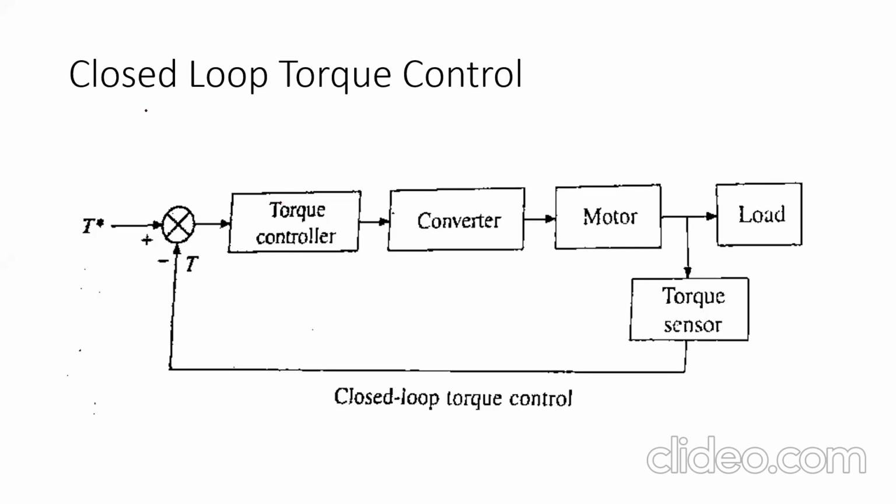Okay, second is the closed loop torque control. It is used in electric vehicles, electric trains. If you want to increase the speed of an electric vehicle, what we do is press the accelerator. By the theory of electric drives, we know that to increase the speed, we have to increase the torque developed in the motor. By pressing the accelerator, we are setting the torque reference.